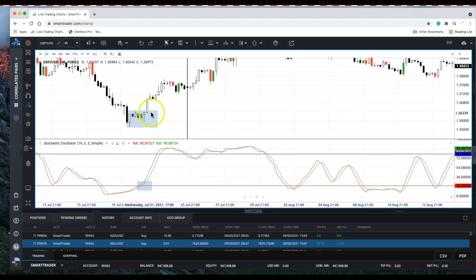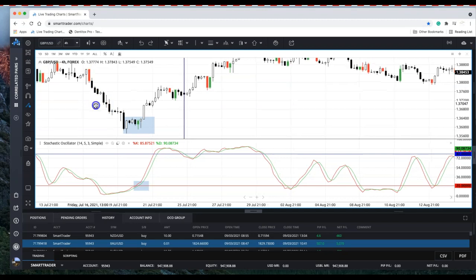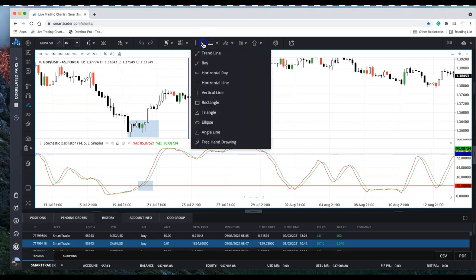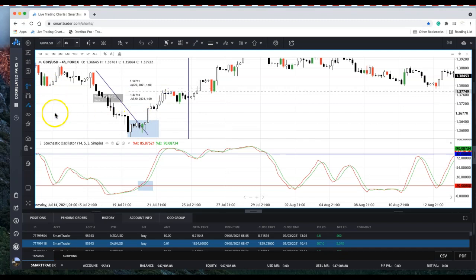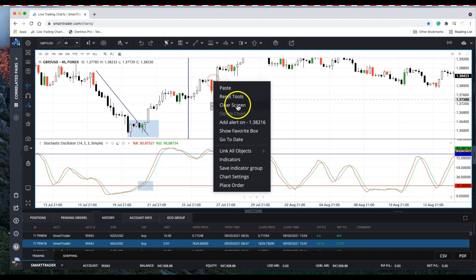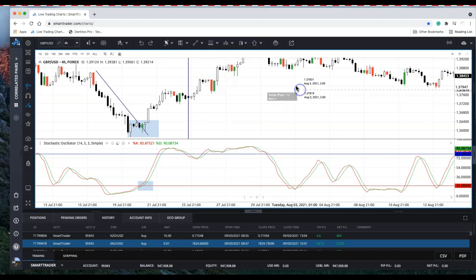Okay, this is a 4-hour chart. That's a buy signal. And if you want to get a little fancy, you can add a trend line. Right, there's your trend line. Nice rally to the upside. Okay, so that's it for the tutorial using stochastics, the Smarttrader platform, and candlestick patterns on different time frames.